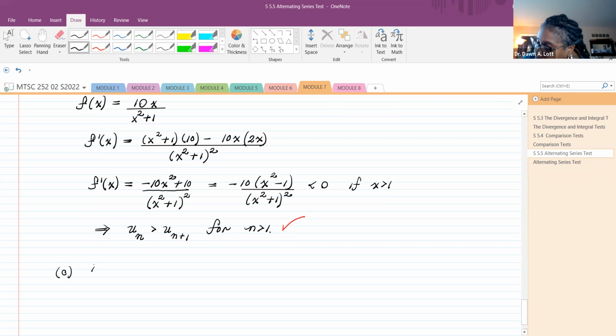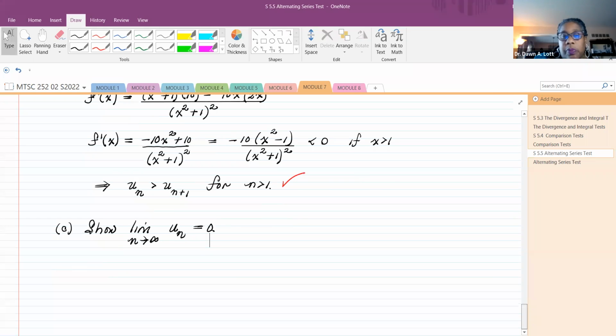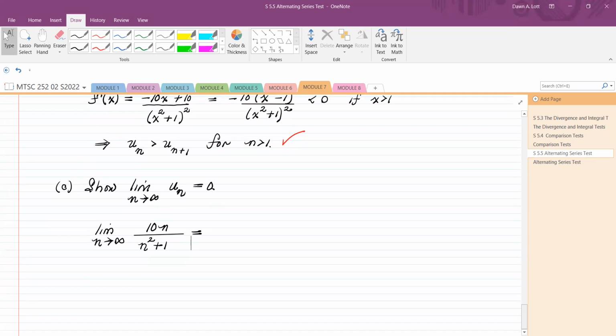C, show the limit as n approaches infinity of UN is 0. Limit as n approaches infinity of 10n divided by n squared plus 1. What is that limit? Infinity over infinity. Okay.